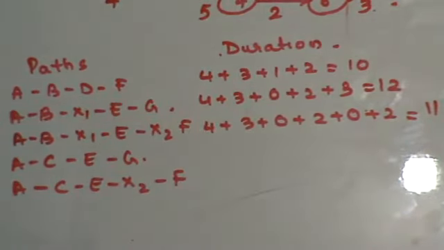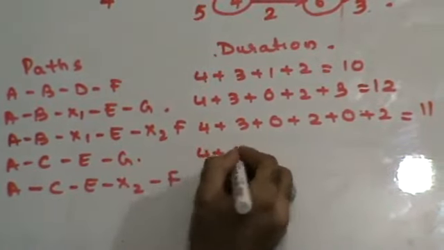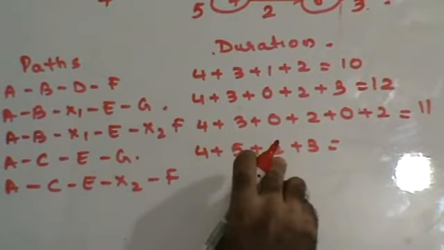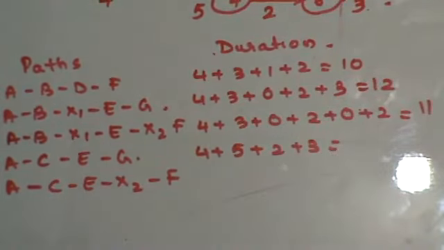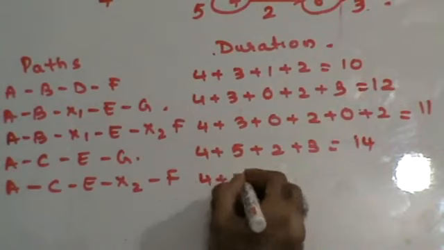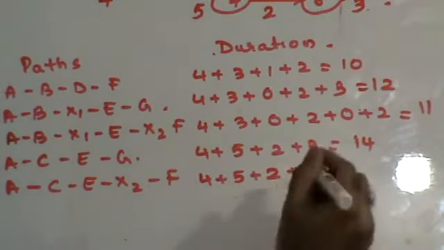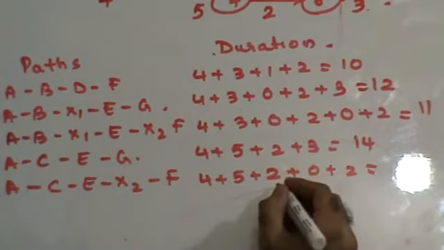Then ACEG: 4 plus 5 plus 2 plus 3. 11, 12, 14. This is 14 days. Next, you have A, C, E, X2, F. So that means this is going to be 4 plus 5 plus 2 plus 0 plus 2. So this is going to be 13.